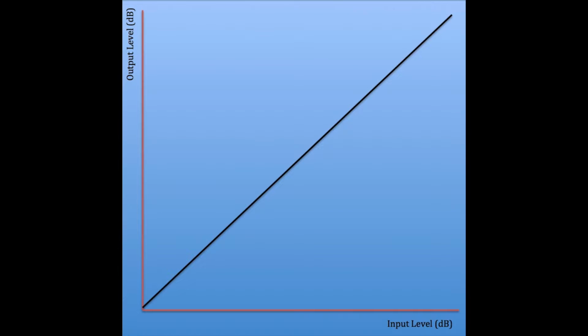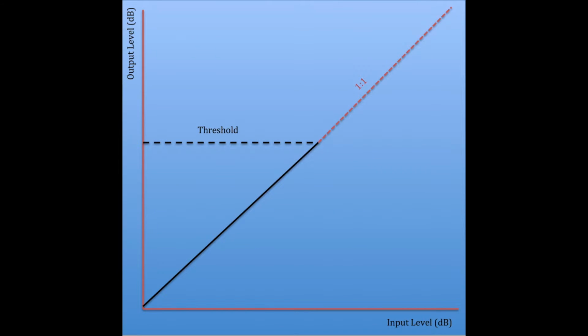This diagram shows the input level against the output level of a compressor with no compression applied. The output level is directly proportional to the input level. When compression is introduced, a threshold is put in place, shown by the black dotted horizontal line. Anything above this level will be affected by the compressor. A ratio of 1:1 would mean that for every 1 decibel over the threshold that goes in, 1 decibel would come out. The signal would be unchanged.